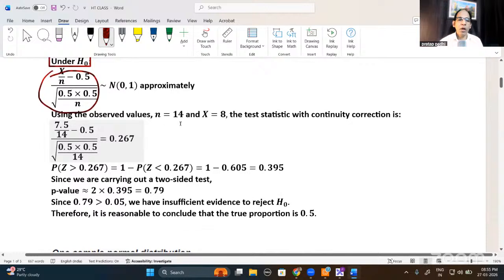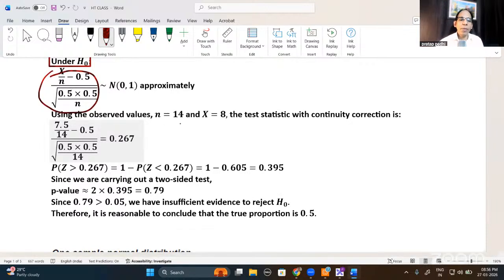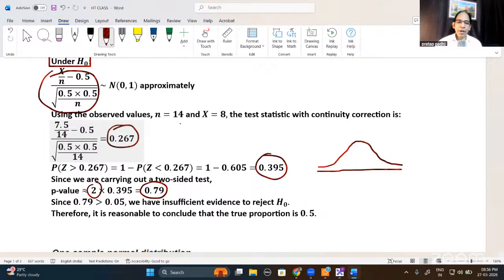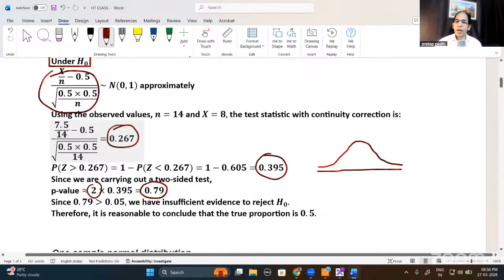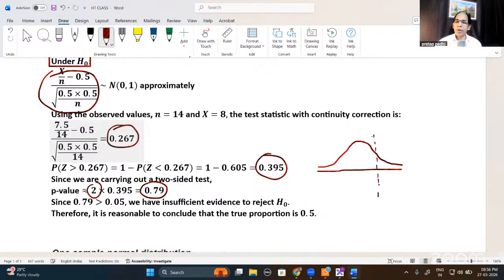This should follow normal. If you find its value, I got 0.276. Then whatever way you want to do the probability, you can do two-sided. It's a two-sided one, not equal to, so I multiplied by 2. So I got 79% as our p-value. Counting both sides, 79%, almost 80% p-value. That means, can you understand? 80%, 79%. So at a 5% level of significance, 5% will come here. This is my level of significance, 5%.